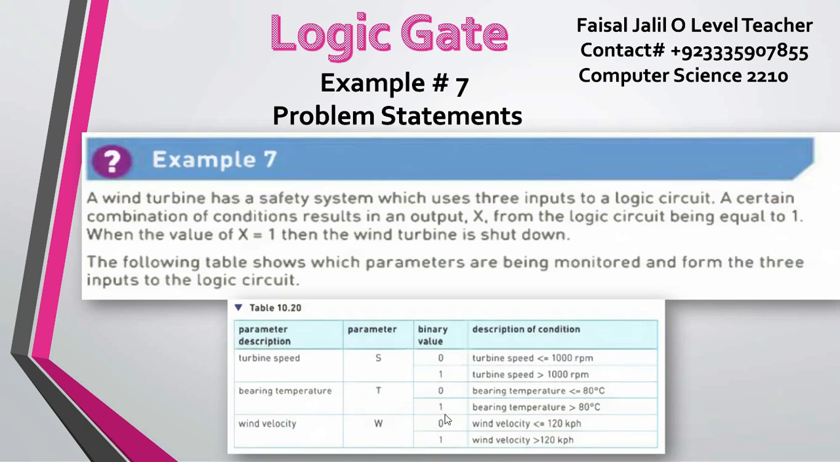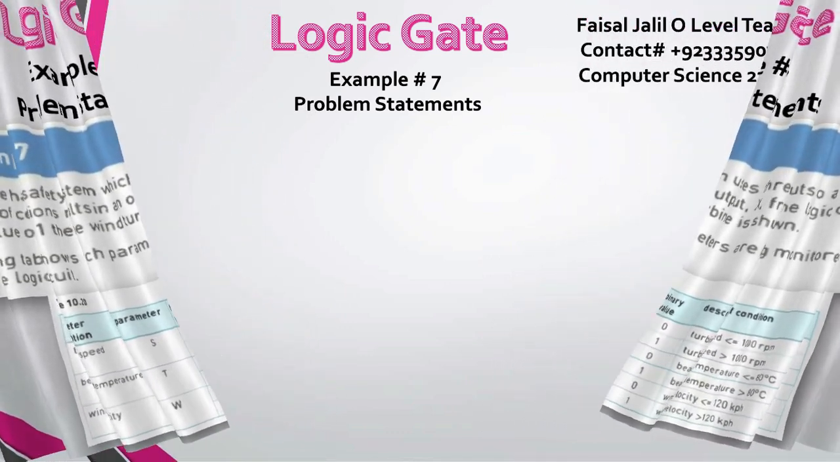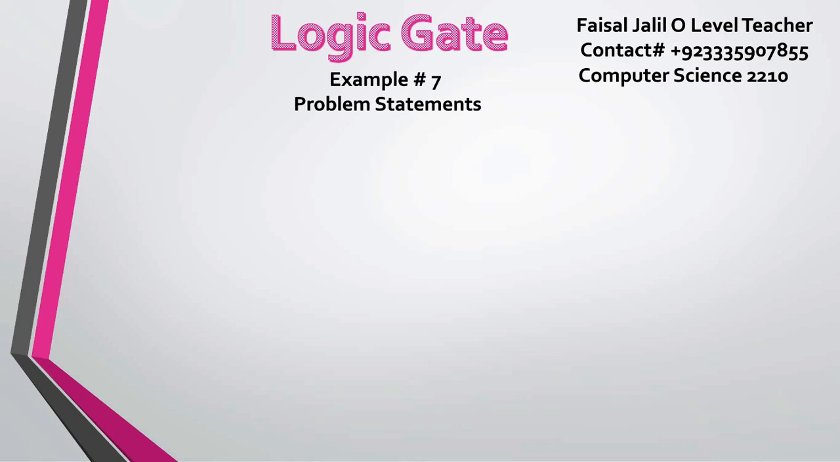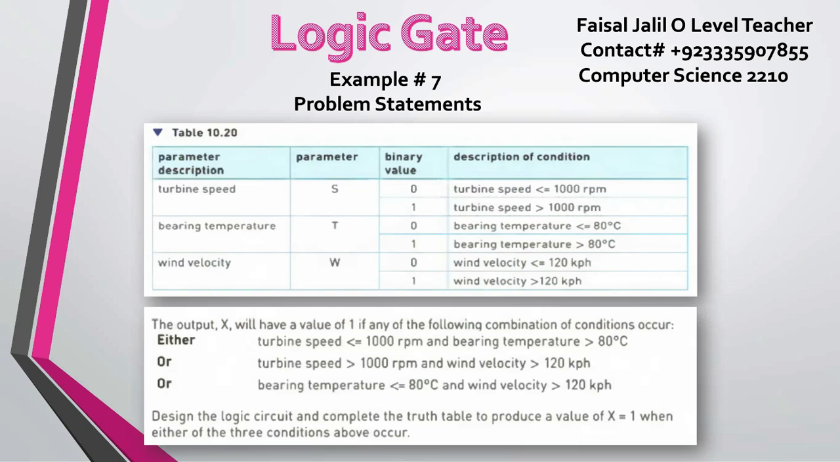We are using binary values. For example, S is equal to 0 means the turbine speed is less than or equal to 1000 rpm. What if S is equal to 1? Then turbine speed is greater than 1000 rpm, and so on. So let's move towards the next step. We use this table to extract our logic expression. Now we have this table, and here is our problem statement.